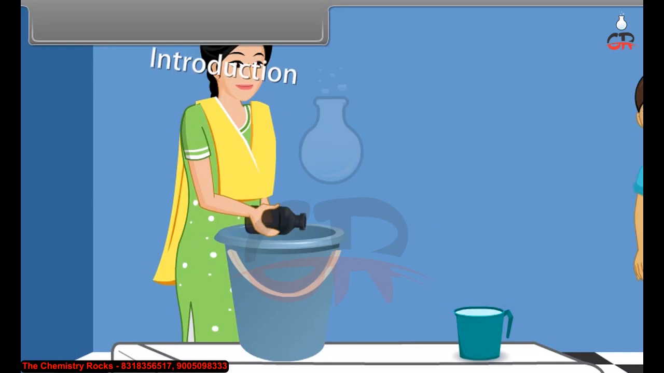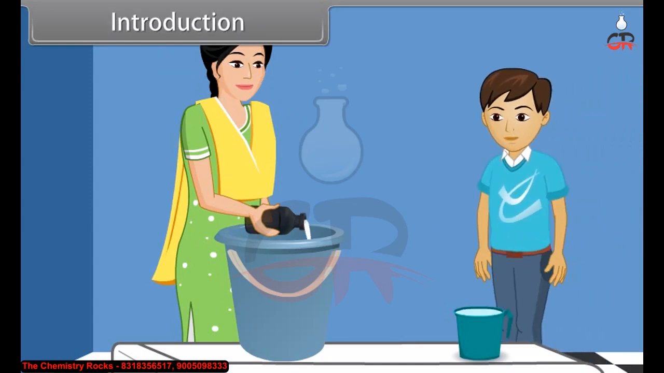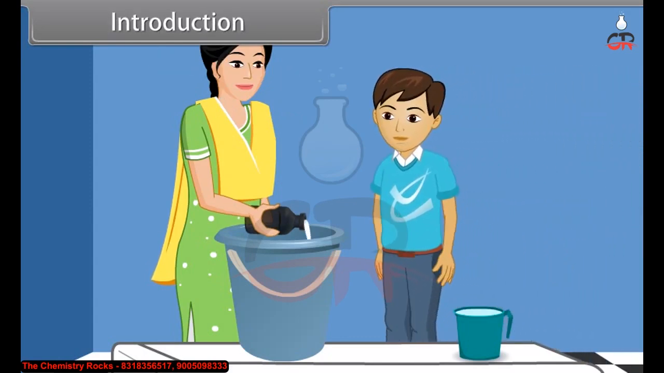Introduction. Today is Sunday morning. Kamal is watching his mother carefully. His mother is putting some white-colored liquid in a bucket of water. He asked his mother about this.